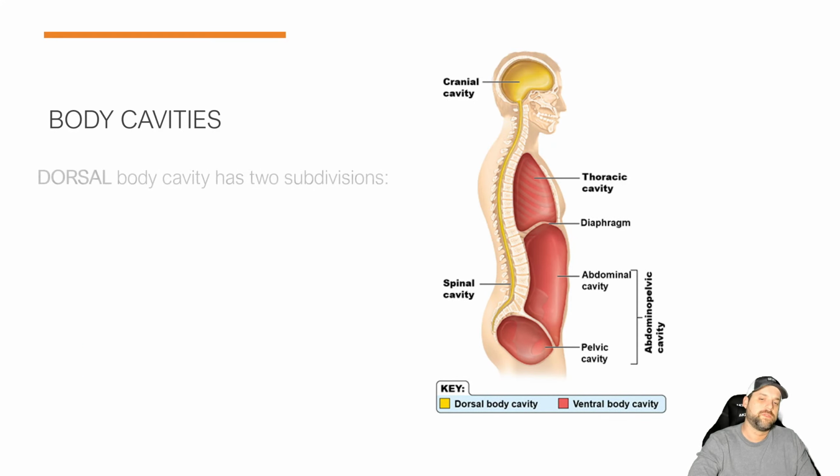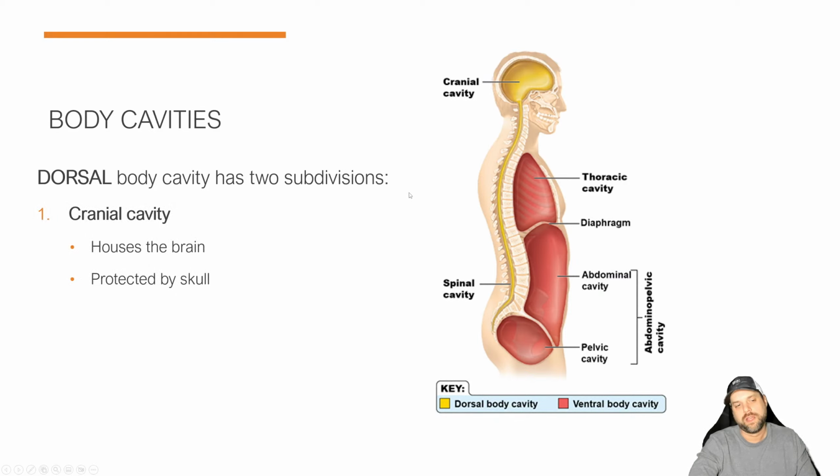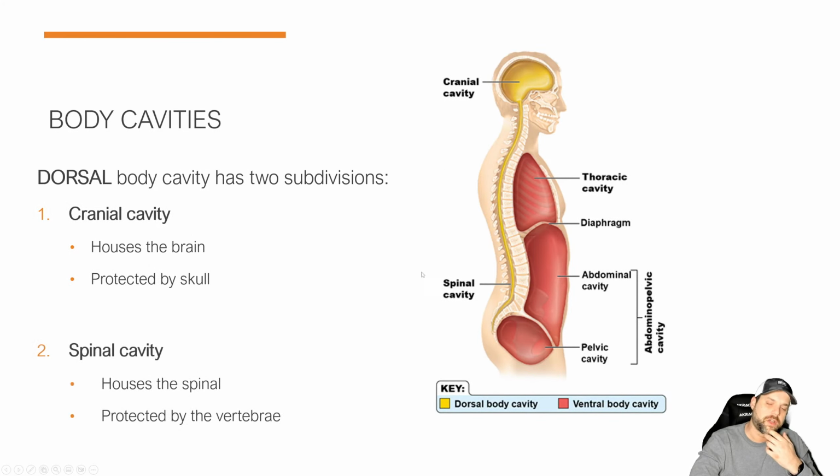I already mentioned dorsal and ventral, so let's talk about what's in the dorsal cavity. Dorsal cavity is going to be subdivided into two other cavities, one being the cranial cavity that houses the brain and is protected by the skull, as well as the spinal cavity that houses the spinal cord and is protected by bones of the vertebra. So what you have to know here is basically the brain and the spinal cord make up the dorsal body cavity. Brain being housed in the cranial cavity, the spine being housed in the spinal cavity.